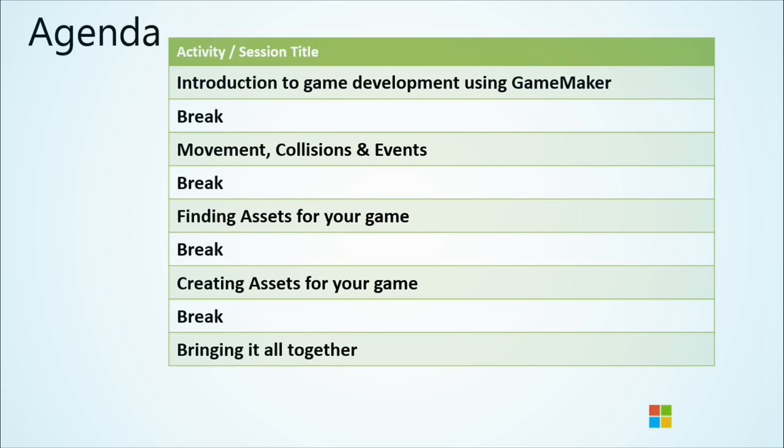Next, we're going to go to finding assets for your game. So when you build a game, you obviously need characters, you need blocks, you need enemies, you need things to fight against. And so when you're fighting against them, you need the assets to be able to do that. So first, we're going to show you how to find them on the internet. And then the next module is we're going to show you how to create your own. So that one's going to be a lot of fun.